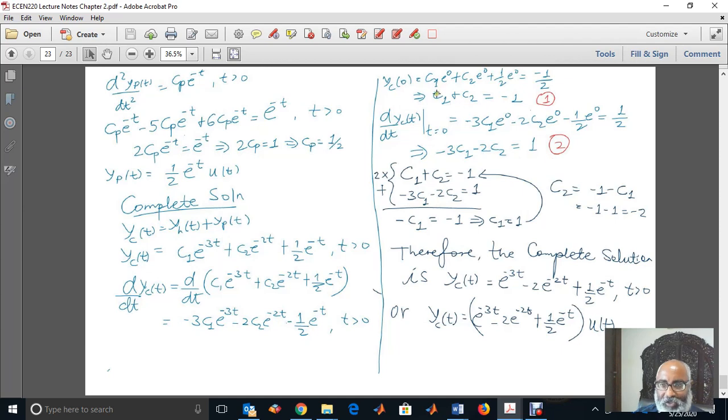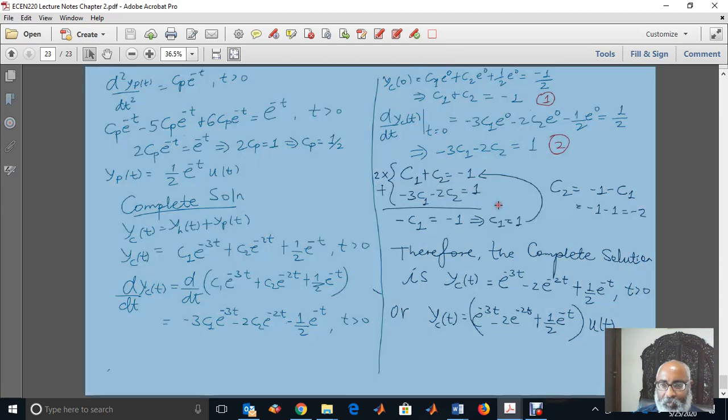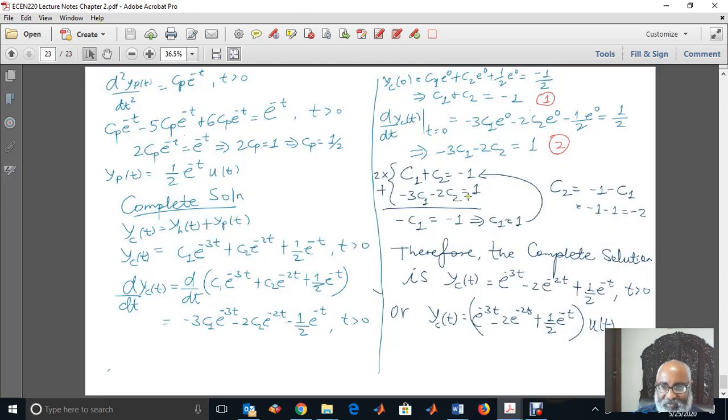Now I have two equations. The first one, C1 plus C2 is equal to negative 1. And the second one, minus 3 C1 minus 2 C2 is equal to 1. So this is a simultaneous equation, two equations with two unknowns. You can solve it by substitution or by variable elimination.